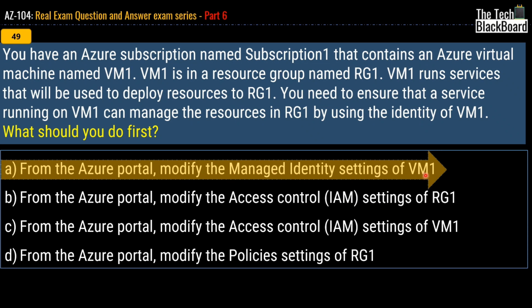To help you understand better, managed identities for Azure resources provide Azure services with an automatically managed identity in Azure Active Directory. You can use this identity to authenticate to any service that supports Azure AD authentication without having any credentials in your code, or you can also enable or disable a system-assigned managed identity for a VM using the Azure portal. And that's the reason why we have chosen option A as the correct answer to this question.